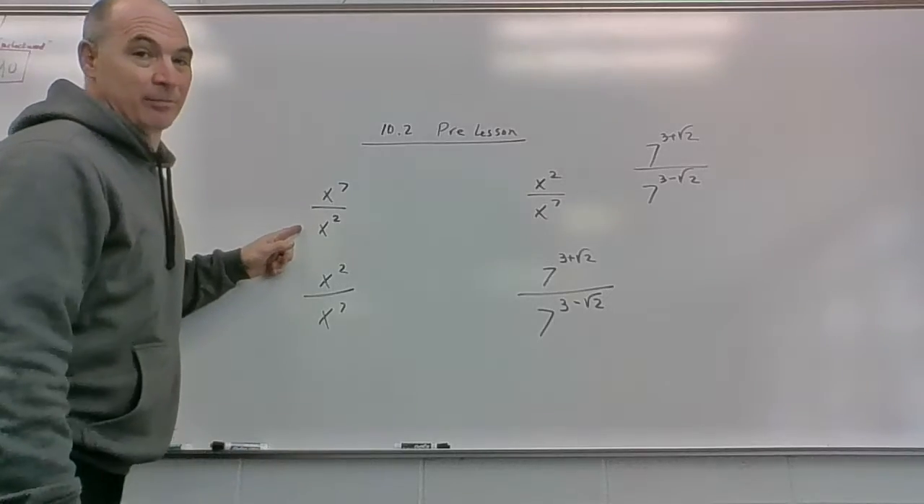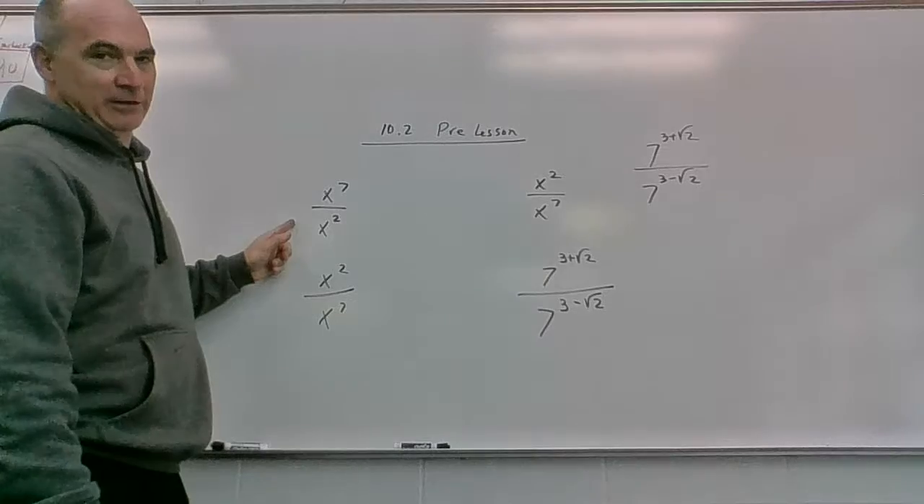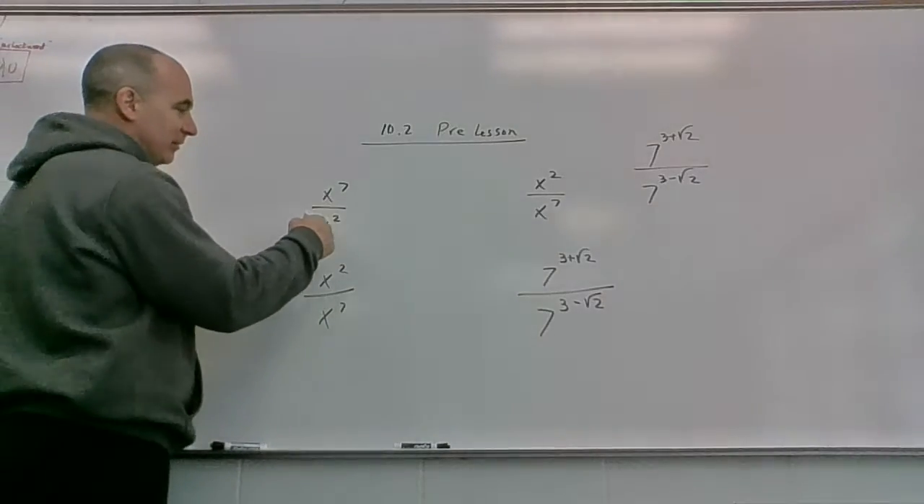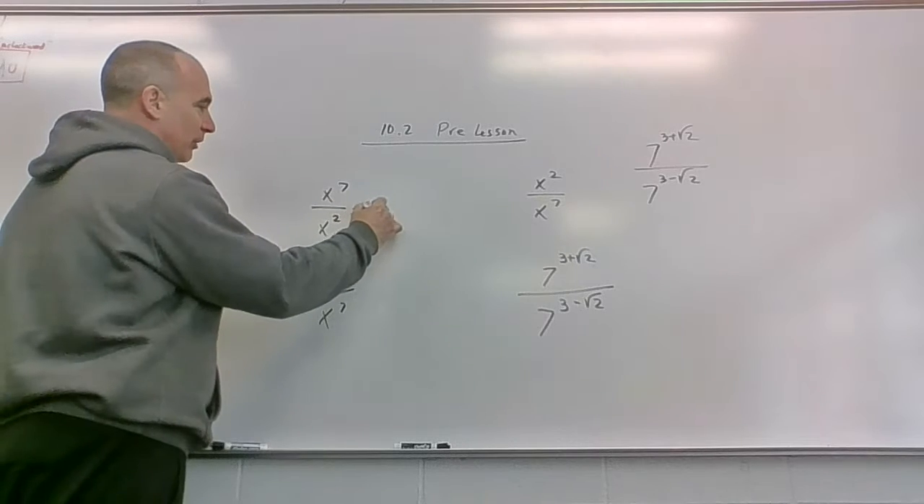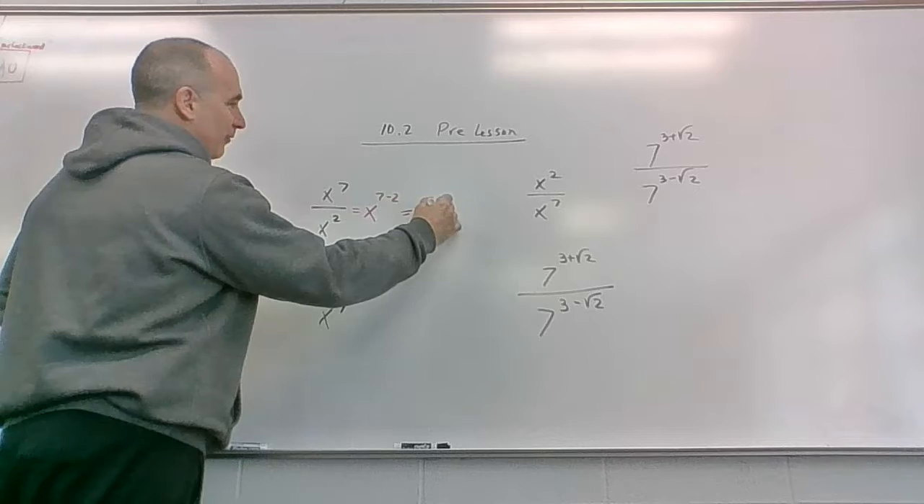Let's start with the basics. I know in my pre-lesson for 10-1, I covered this, and I said, okay, what's the rule? The rule is, if you have common bases and you have division, you essentially are going to go x to the 7 minus 2, and you get x to the 5th.